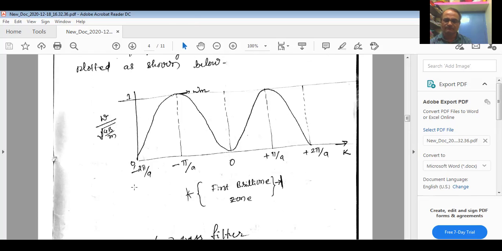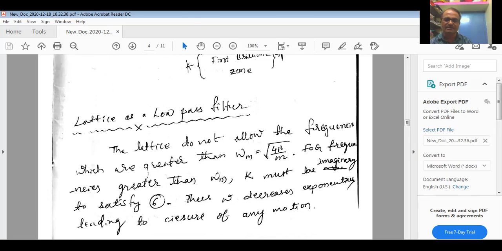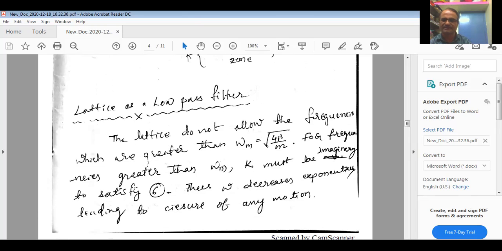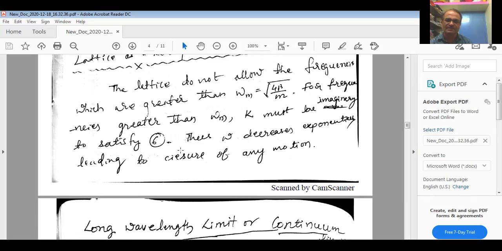So therefore this lattice acts as a low pass filter. A low pass filter, in electronics, is an electronic circuit which allows a certain range of low frequencies and cuts all the higher frequencies. That is the meaning of low pass filter. So this monatomic lattice is behaving as a low pass filter.